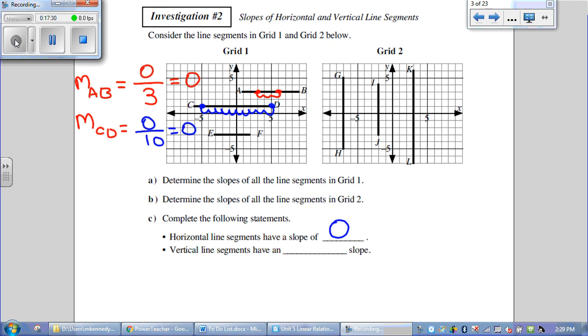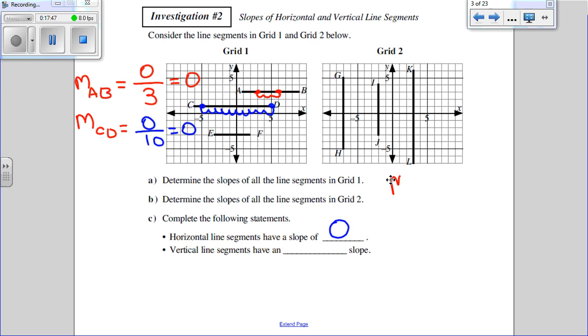Vertical lines are a little bit tricky. People do good with horizontal lines. Vertical lines, not so much. So we're going to try to calculate the slope of a vertical line. Let's do GH. So let's find the slope of G to H. I'm going to pick 2 points on the line GH. I'm going to go there, I'm going to go there.